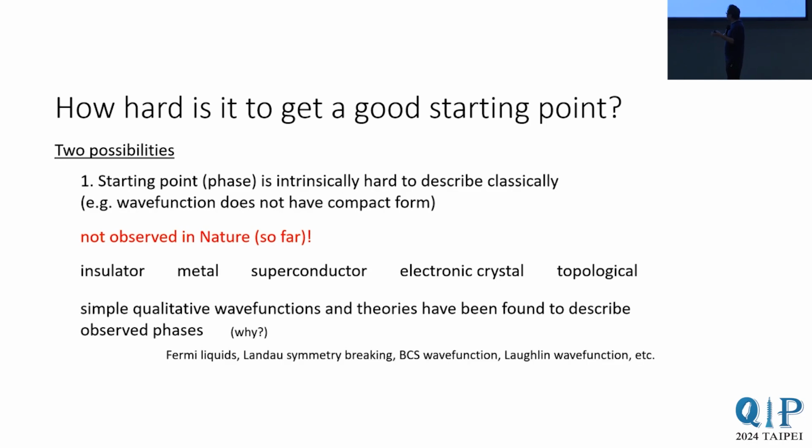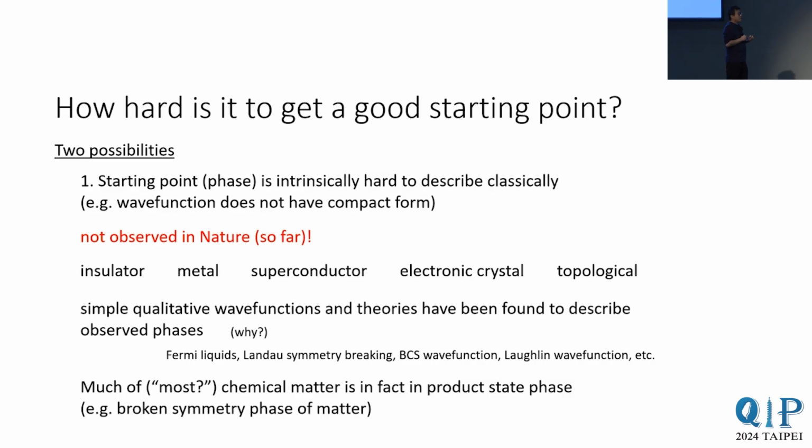So there are all these famous theories: Fermi liquids, symmetry breaking, BCS, Laughlin, and so on. In each of these cases, when people identify the phase, they also find a very simple classical way to describe it. And so it's my opinion that much or perhaps most of chemical matter has a very simple qualitative description. In fact, if you focus on chemistry and not very exotic condensed matter physics, almost all of chemical matter is really close to a product phase, some type of broken symmetry state.